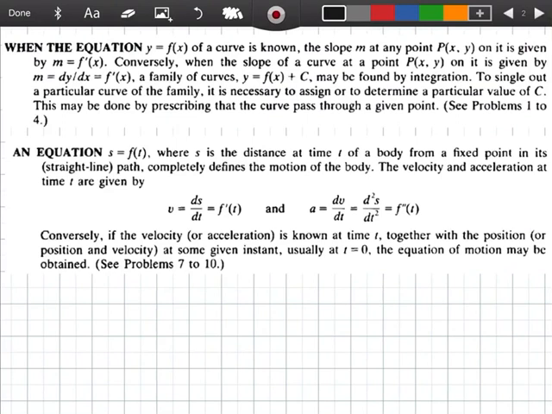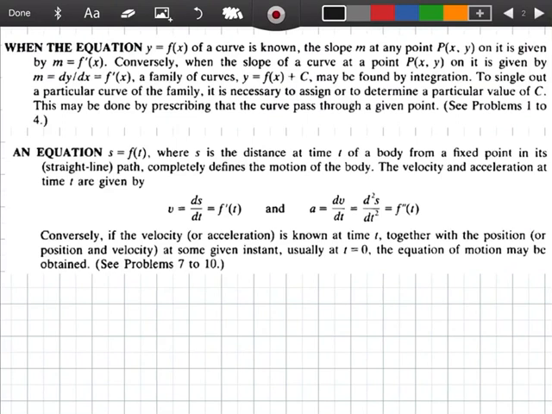For a family of curves, y is equal to f(x) plus c may be found by integration. If we know the slope, we can find the equation by integration. To single out a particular curve of the family, it is necessary to determine a particular value of c. This may be done by prescribing that the curve passes through a given point. This will be shown in example problems 1 to 4.